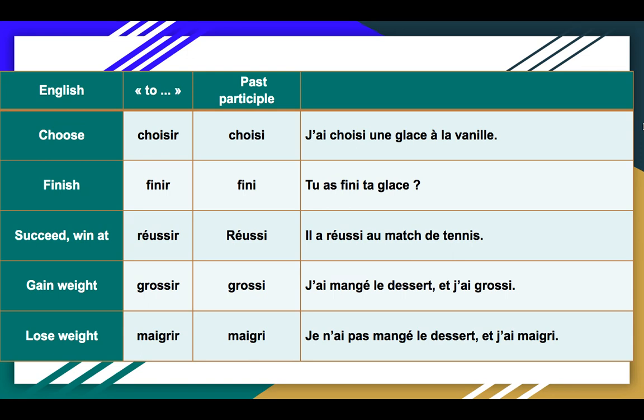Let's look at the sample sentences for these and say them after me. The first one, répétez. J'ai choisi une glace à la vanille. I chose a vanilla ice cream.